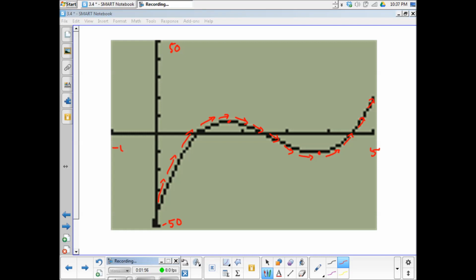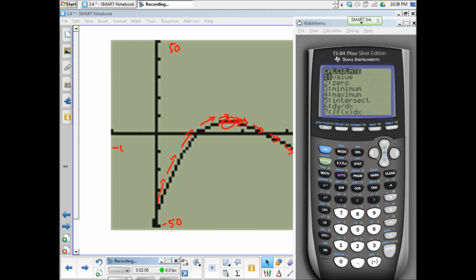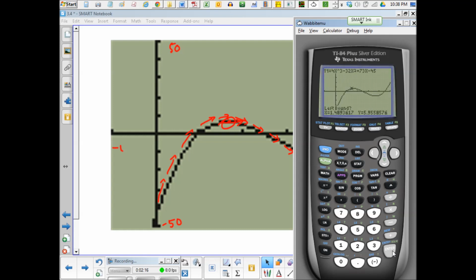Spots where there's a horizontal tangent, say here and here, can be found using the math calc features on your calculator. So you can go to the calc menu and select maximum, and position your cursor to the left of where you think the maximum is, and press enter. It will ask you then for a right bound. You can go to the right of it, press enter again, and then take a guess as to where you think it is, pressing enter a third time. We're getting 1.652.